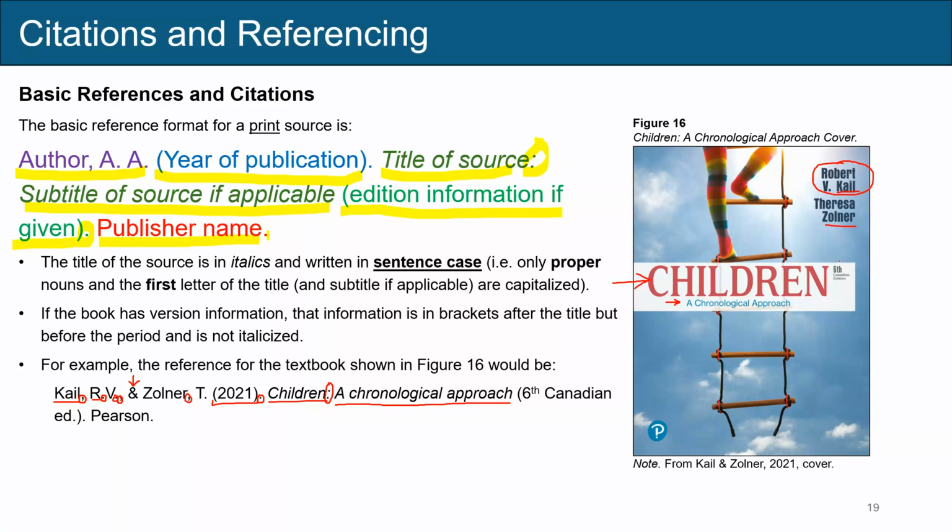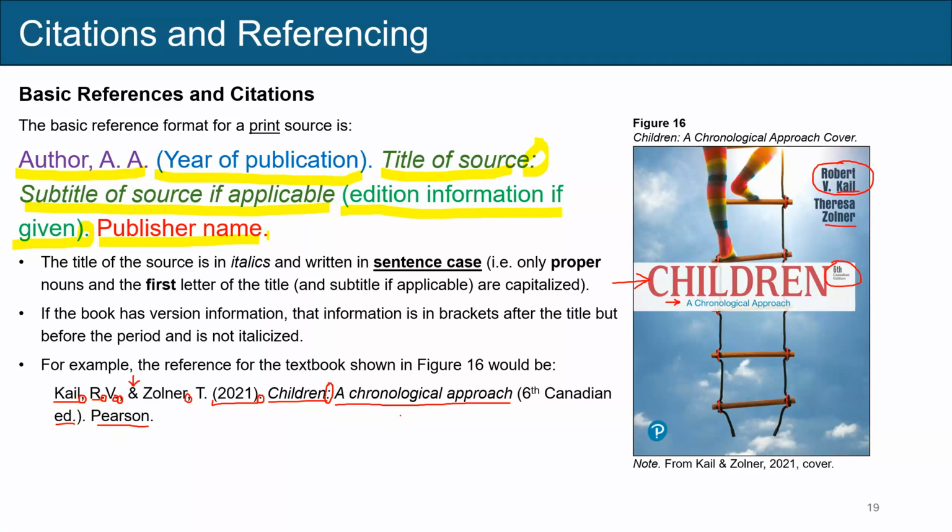This is the 6th Canadian edition. So it says that over in the corner. So in the brackets, I'd write 6th Canadian edition. ED with a lowercase e is short for edition. You can also just write CAN period if you wanted to instead of writing out Canadian, but there's no rules about that. And this was published by Pearson.